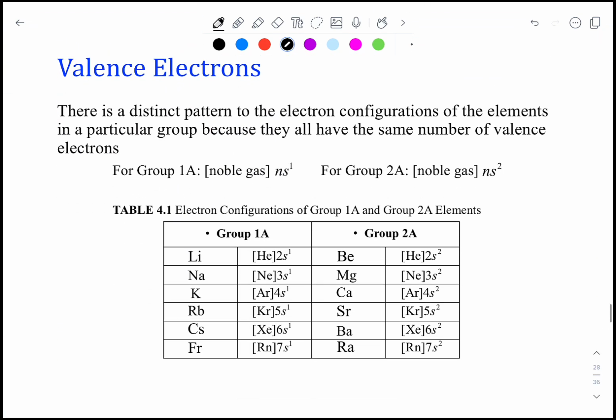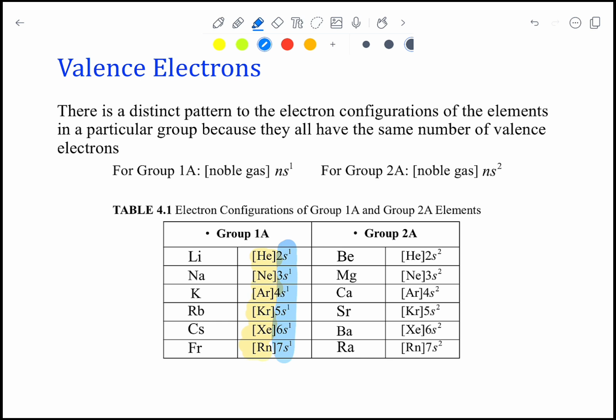Okay, so to go along with that, there is a distinct pattern to the electron configurations of the elements in a particular group, because they all have the same number of valence electrons. So all of the elements in group 1 have 1 valence electron, and we can see that by their electron configurations. Yes, they vary in their noble gas, but their last electrons, their valence electrons, are all in the s, and they all have 1. So group 1, group 1A, has 1 valence electron.